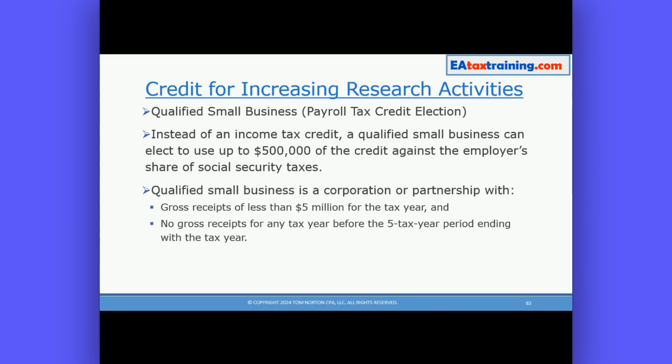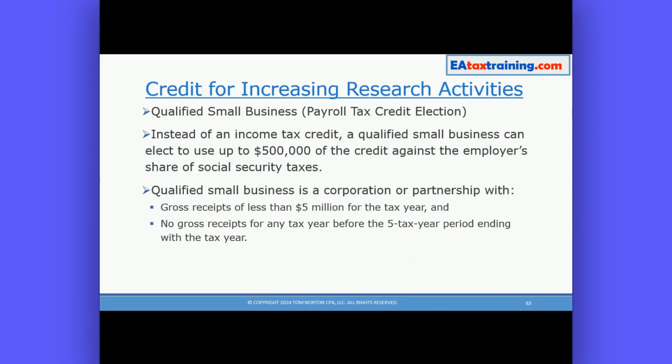Qualified small business. If you have these research activities that are being done by a qualified small business, then you can elect to take a payroll tax credit instead of an income tax credit. So this is for qualified small businesses that can elect to use up to $500,000 of the credit against the employer's share of Social Security taxes.